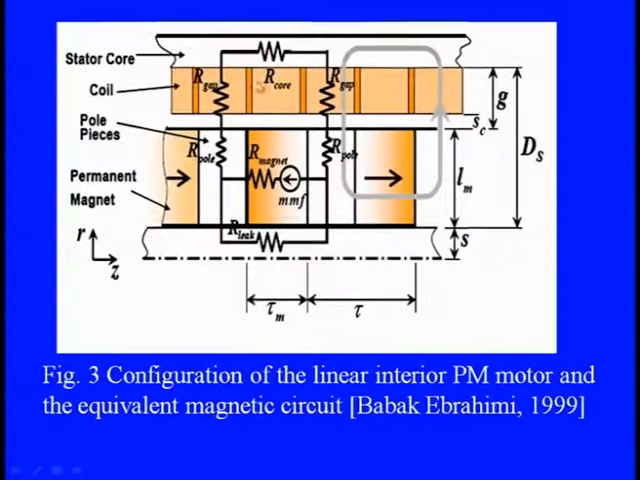So the lumped model clearly shows what my resistances are. The first is the gap feature, R gap; this is the resistance of the pole part, this is the resistance of the magnet, and this is the resistance of the core. In the coil, you can see that the coil is arranged with a gap of G, and in this permanent magnet motor part, this is the equivalent magnetic circuit which was shown by Babak Ebrahimi in 1999.